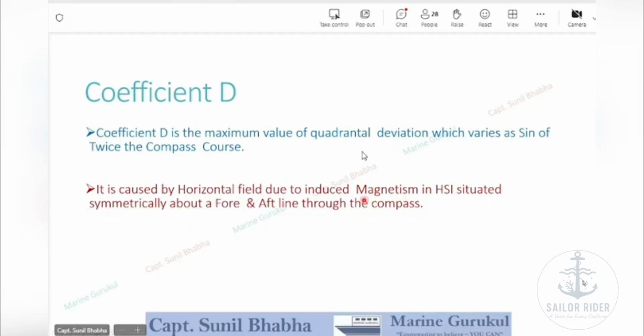The induced magnetism also resulted in IB and IC, but in both these cases, we had the vertical soft iron, forward or aft or port or starboard of the compass. In this case, it is not the vertical soft iron, but the horizontal soft iron which generates coefficient delta. Moving ahead now.